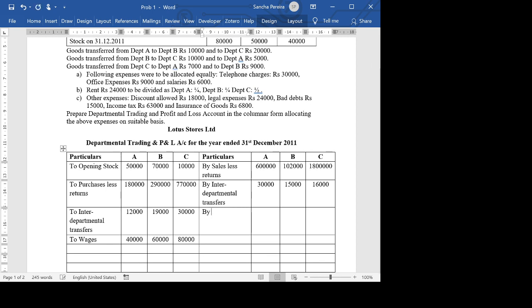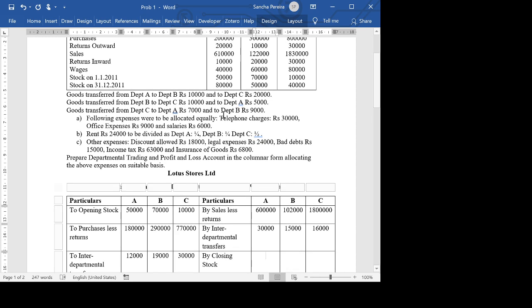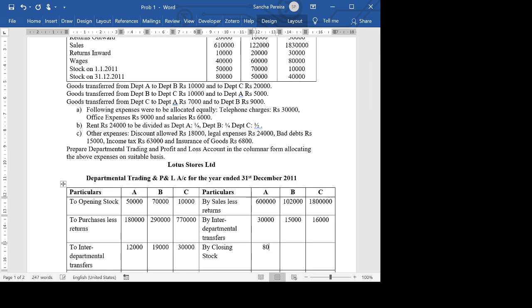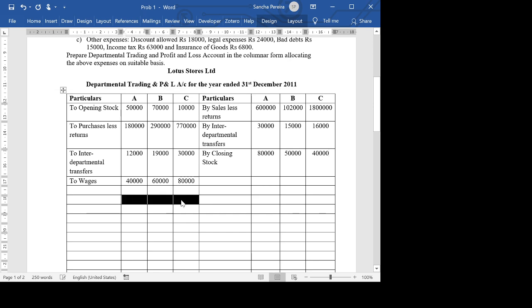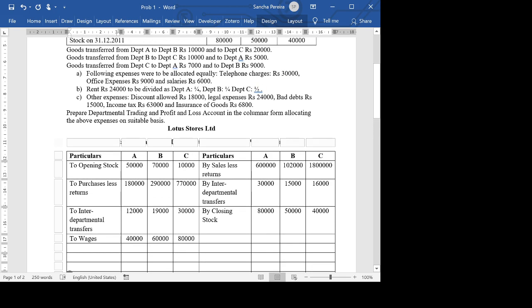And the last one we have here is by closing stock. The closing stock given is 80, 50 and 40. What we can do is either find out the gross profit or gross loss now, or I prefer to post everything and then come back and find out the gross profit or gross loss. So I'll leave the calculation of gross profit or gross loss towards the end. I will just post the remaining items. Let's just finish now.